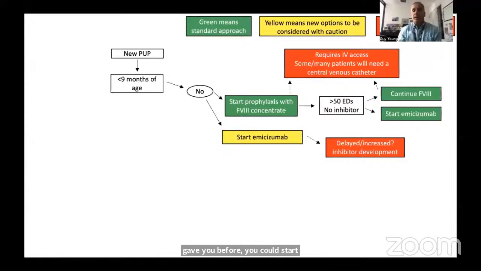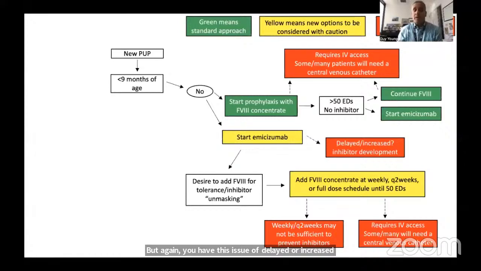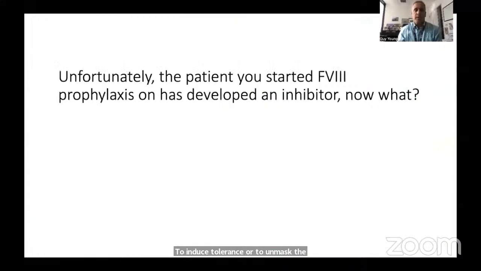But again, you have this issue of delayed or increased inhibitor development. And again, if you want to, you could add factor VIII at some point to induce tolerance or to unmask the inhibitor. So that is the full PUP algorithm. And again, this one's published as well.